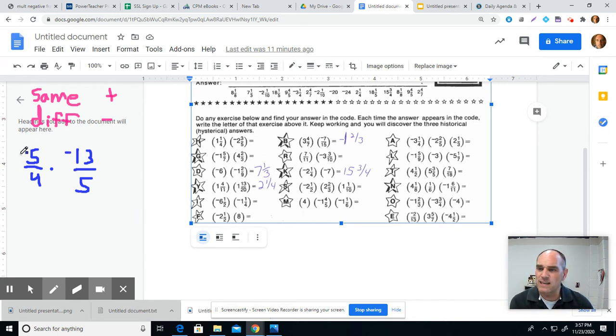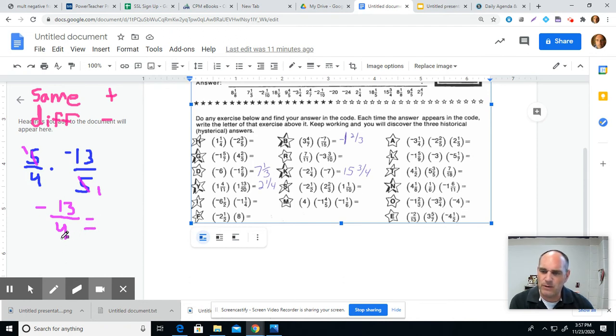First thing I would do is, remember when we're multiplying fractions, see if we can cross cancel. And in this one we can. 5 will go into both of those. 5 goes in there once, 5 goes in there once. I can't cross cancel this way. So 1 times 13 is 13, 4 times 1 is 4. Since we have different signs, this is a positive and that's a negative, it's going to be a negative 13 fourths.